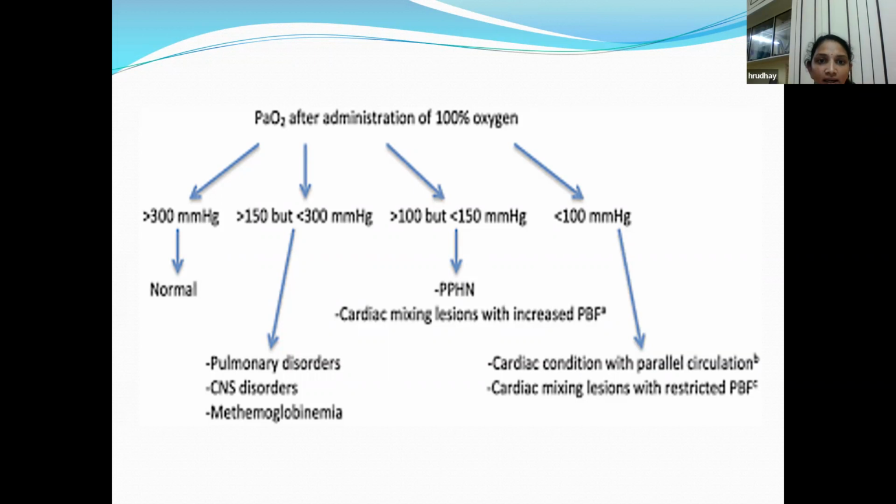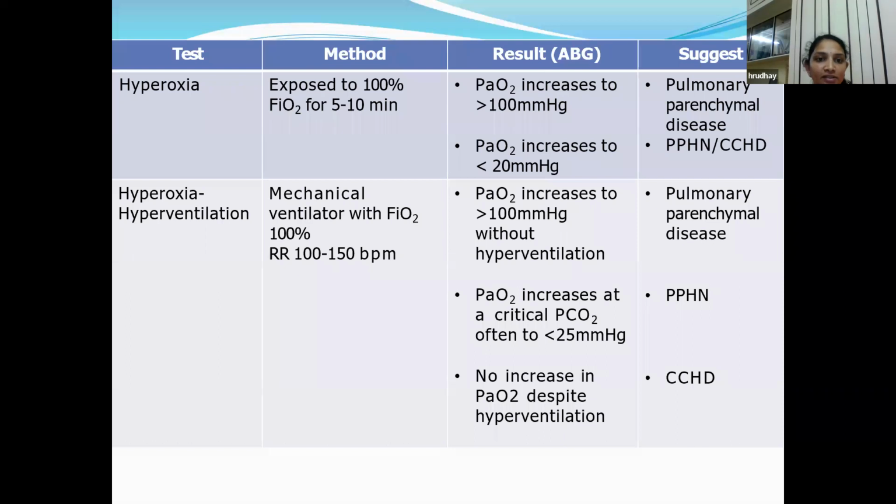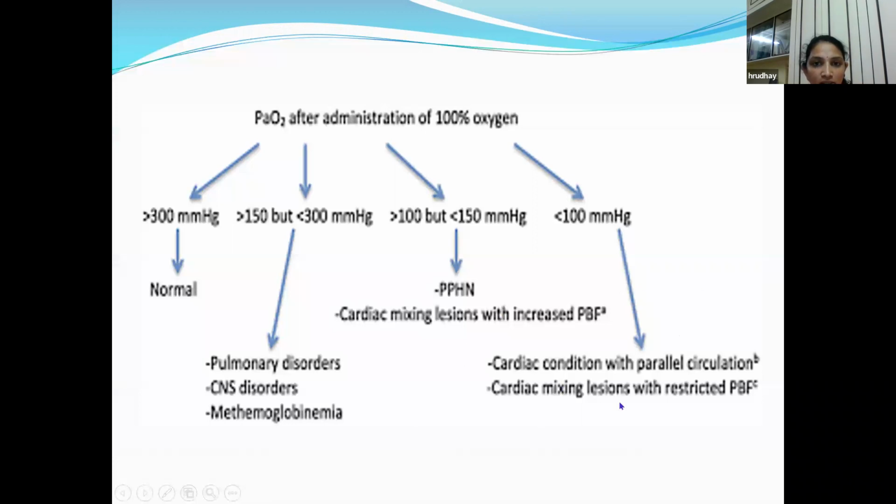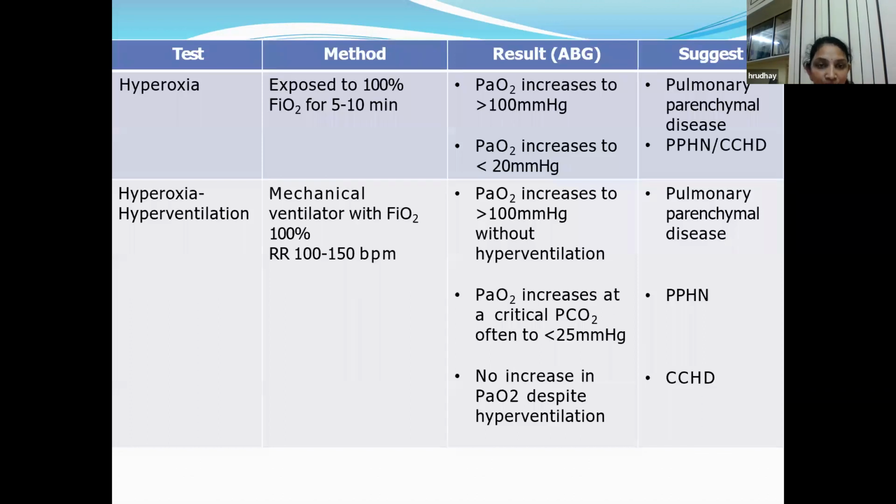So here comes the cyanosis. Then we do the hyperoxia test. There is no response with the hyperoxia test. Most probably it could be the cardiac cause. So how do we differentiate between the causes where hyperoxia test is poor? One is PPHN and another one is congenital cardiac disease. To differentiate between these two, we do the hyperoxic hyperventilation test.